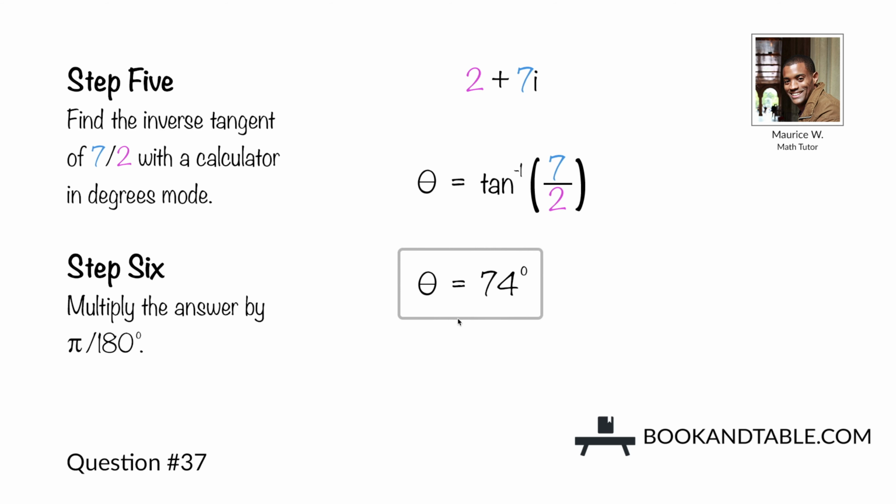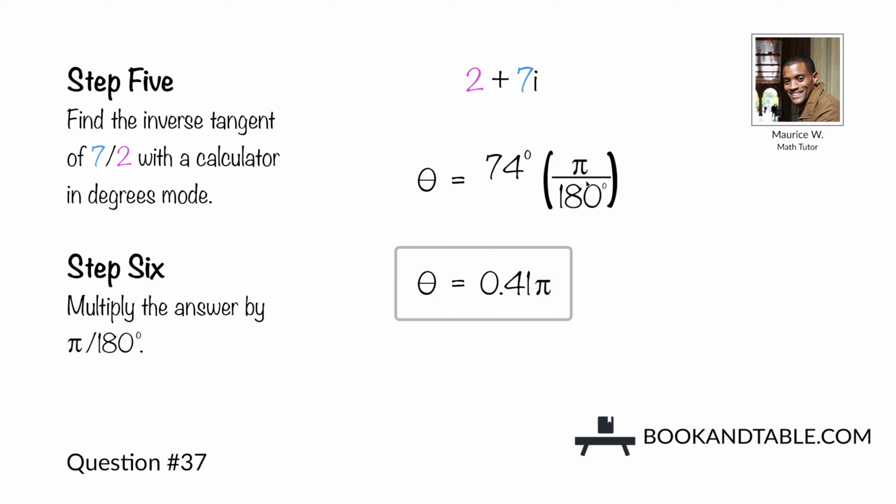And if we want this answer in radian form, we want to multiply it times pi over 180 degrees. 74 degrees divided by 180 degrees gives us 0.41 radian. So the answer to number 37 is 74 degrees, or 0.41 radian.